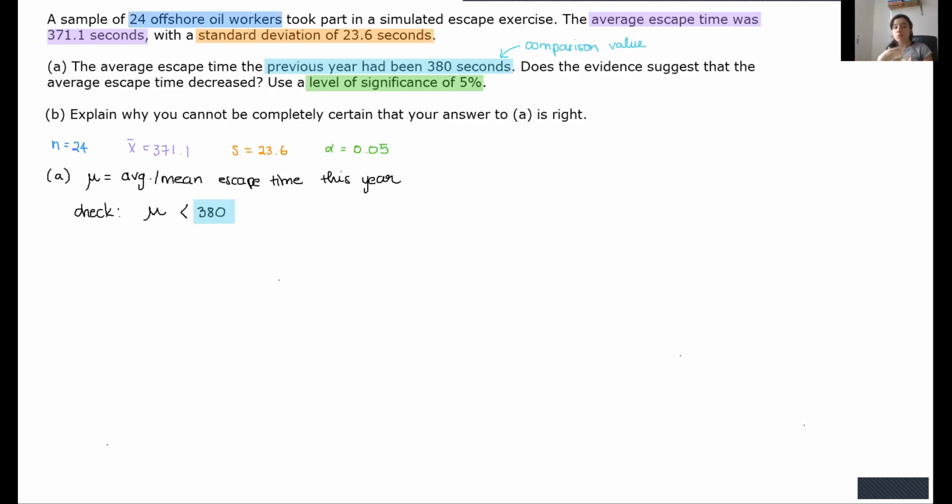Now, if you wanted to be even more sure that your answer is right, you would choose a smaller significance level, let's say 1%. To prove that there's a significant decrease, you would have to be in the extreme, not 5, but 1%. So you would need more evidence in order to conclude that. Does that make sense? Yeah, thank you.